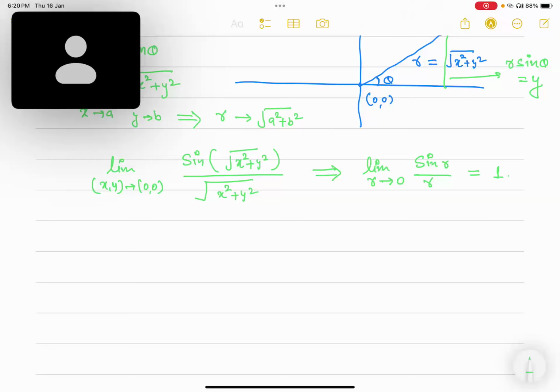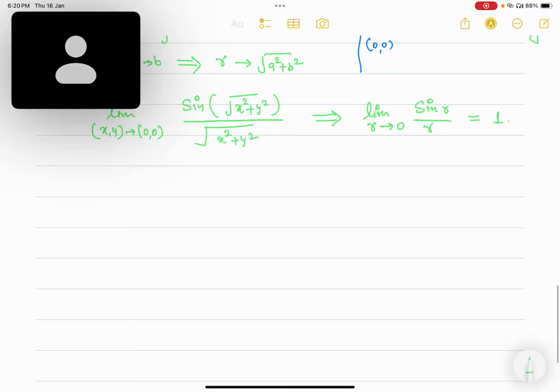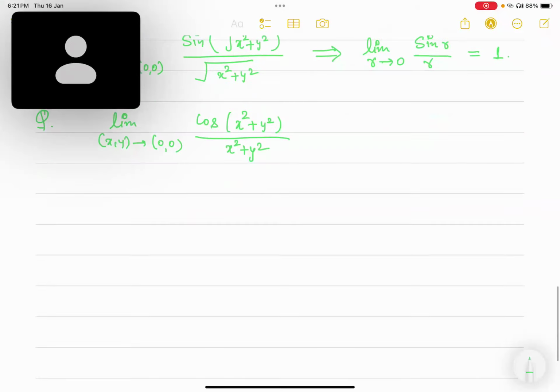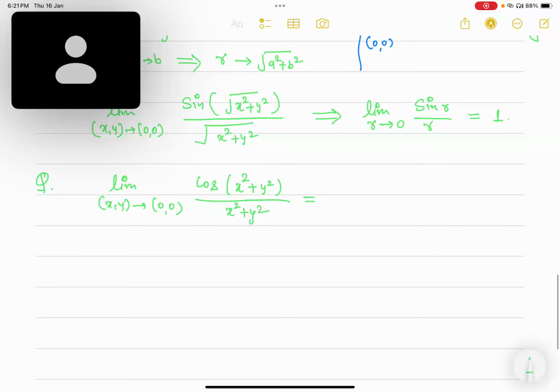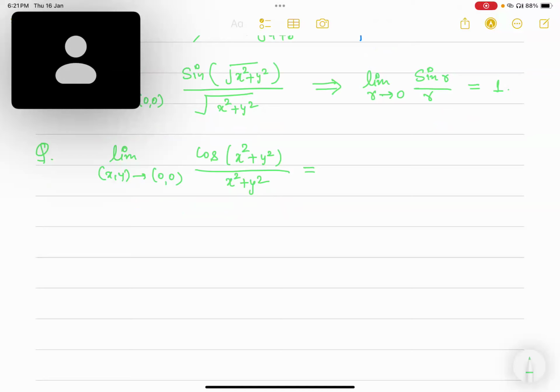Right? So now in this way you can solve. In this way you can reduce a two variable problem into one variable. And similarly you can solve this part: limit x y tends to 0, 0 of cos(x square plus y square) upon x square plus y square. Similarly, you can do this part also, right?